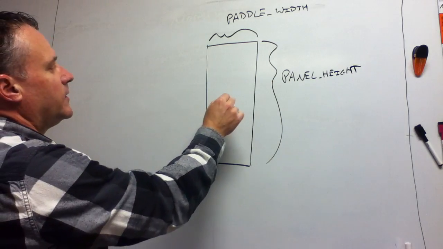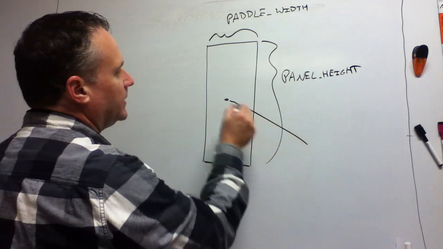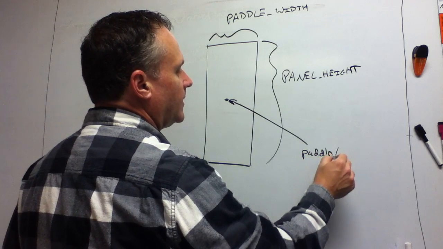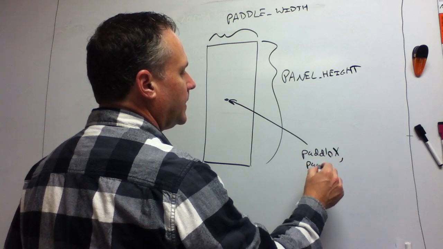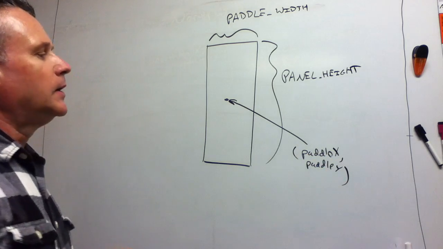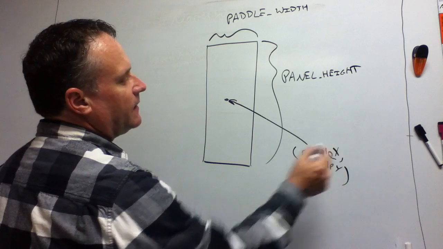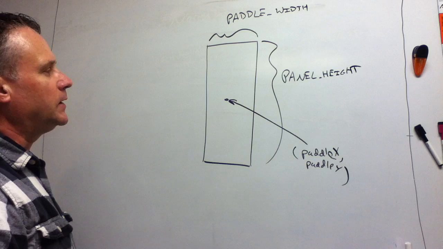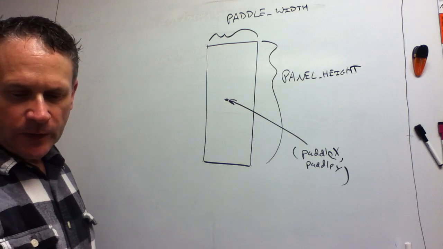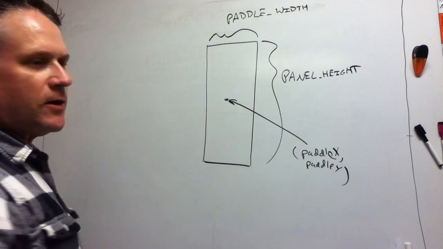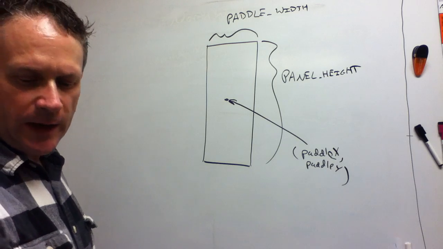We're going to need to know where the center of that paddle is. So that will be at paddle x and paddle y coordinates. Now, we don't have to have delta x and delta y for the paddle because it doesn't move on its own. It'll be controlled by mouse movement. Now what we need to know then is where are the collisions possible?